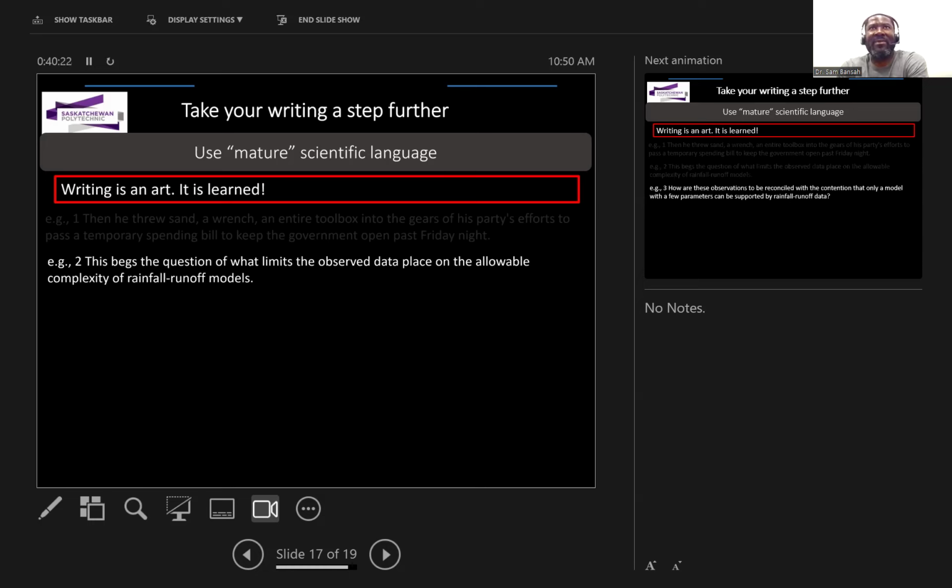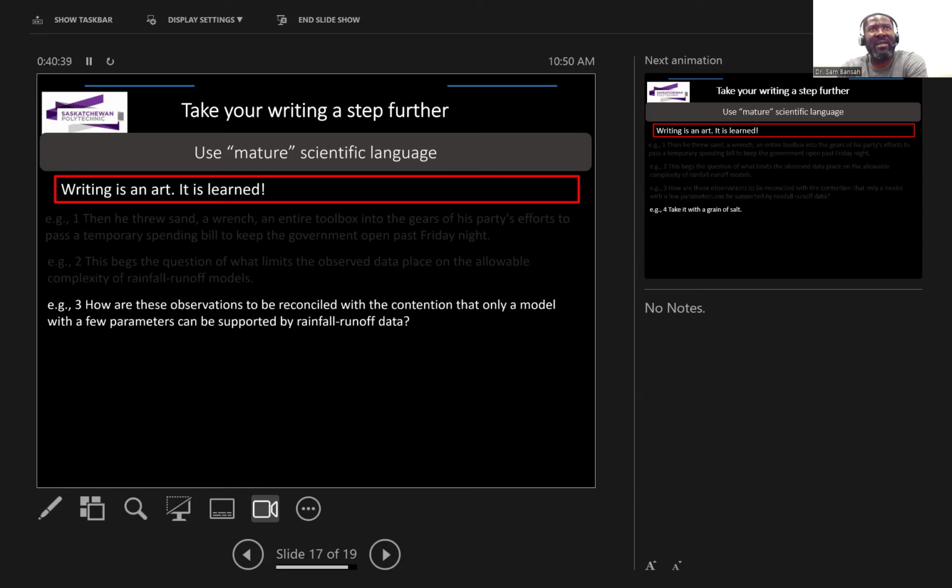This begs the question of what limits the observed data places on the allowable complexity of rainfall runoff models. Good writing, solid, matured. Let's look at another example. How are these observations to be reconciled with the contention that only a model with a few parameters can be supported by rainfall runoff data?